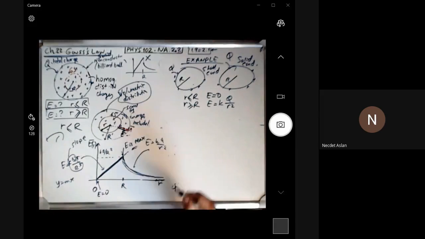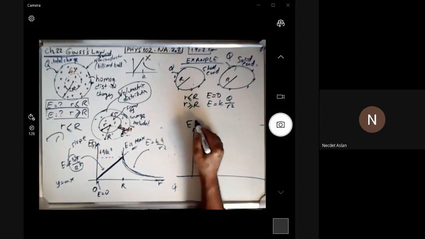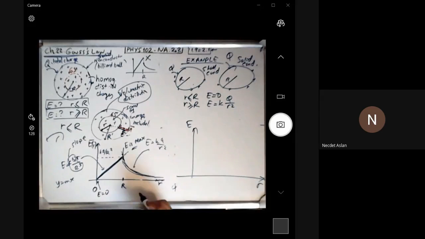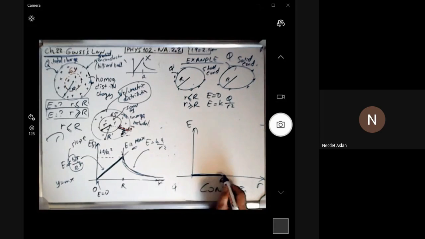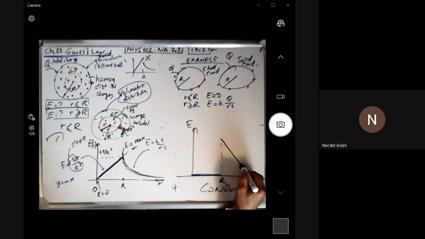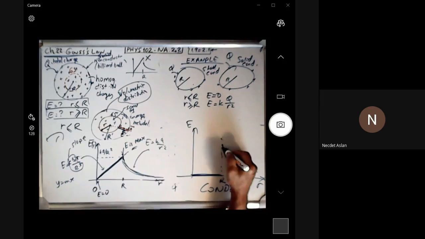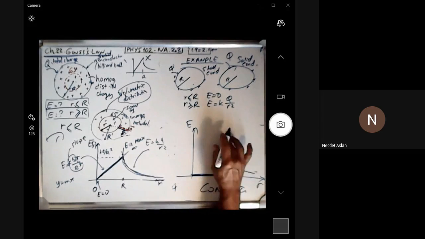In this case, the graph for the metal case, as you see, is side by side: electric field versus R. For the conductors, electric field is totally 0 until R, but it just jumps to a value and then starts to reduce like that. Exactly the same dependence. So let's draw this similar to this shape, like that. So it looks like there is a discontinuity in the electric field.